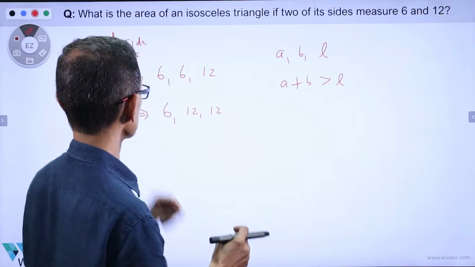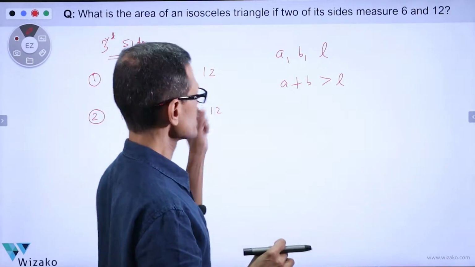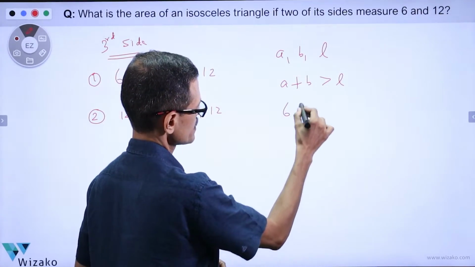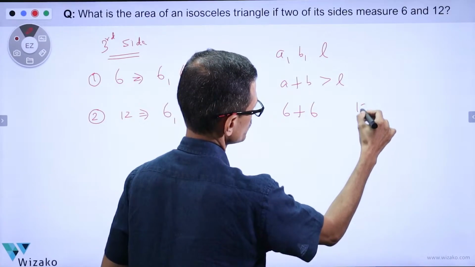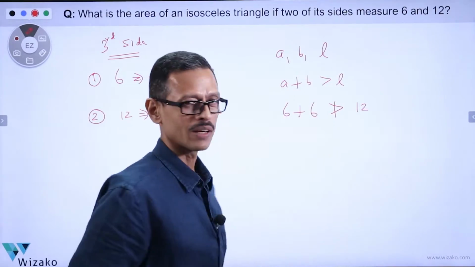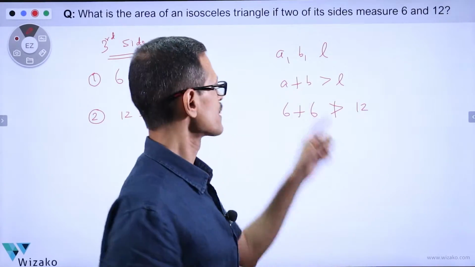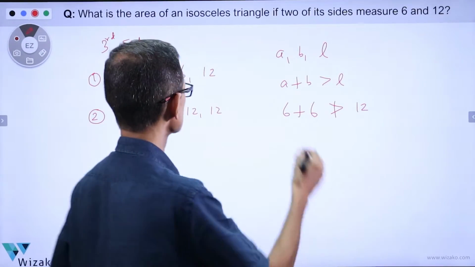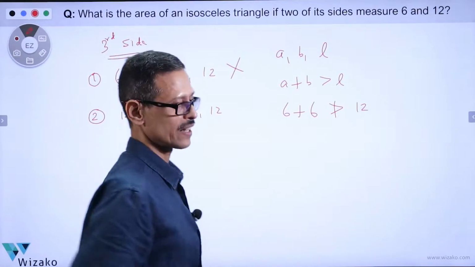Let's start with triangle number 1: 6, 6 and 12. The longest side happens to be 12. The two smaller sides are 6 and 6. 6 plus 6 compared to 12: it is not greater than 12. 6 plus 6 is equal to 12, whereas the inequality says that the sum should be greater than the longest side, which it is not. So 6, 6, 12 is not a feasible triangle.